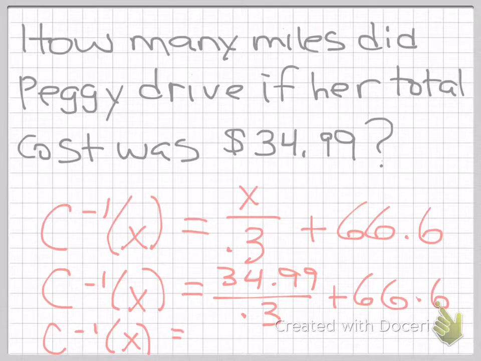So the number of miles would be $34.99 divided by 0.3 plus 66.6. So it's about 183.23, so we can say about 183 miles. And that concludes lesson 4.7.